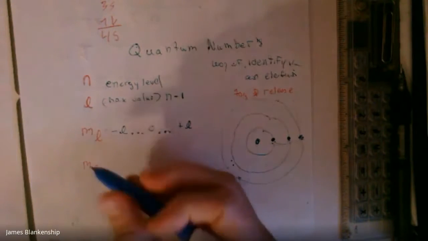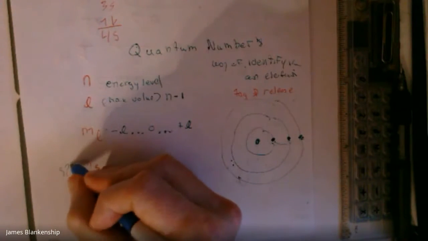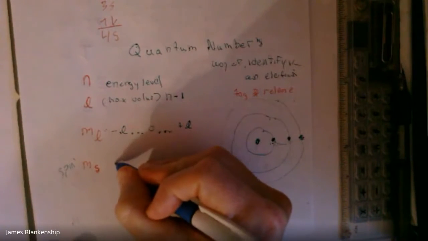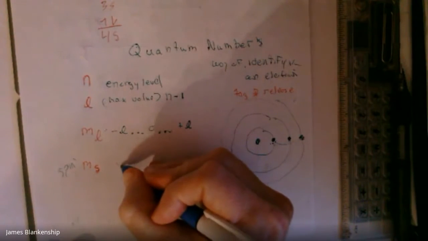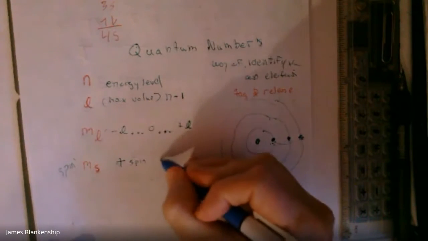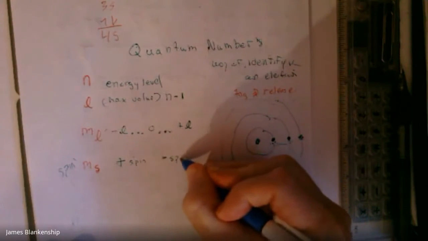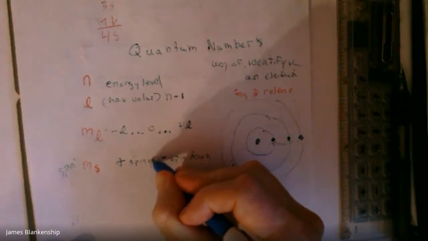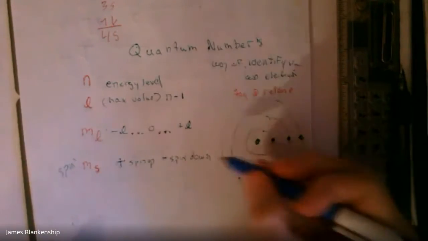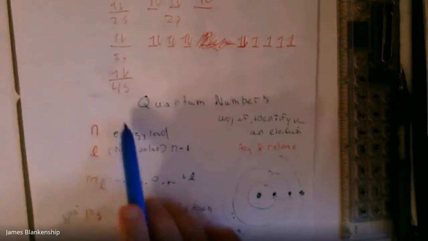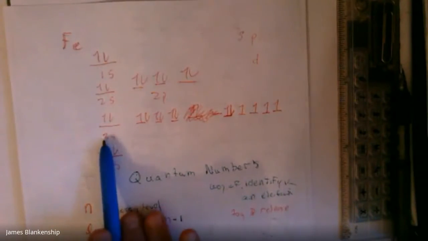Our M sub S, that's our spin. S for spin. And that is either a spin up, which you can say is positive, or a negative, which is a spin down. And that we can think about, remember, we have these where they're filled. This arrow is spin up, this arrow is spin down.